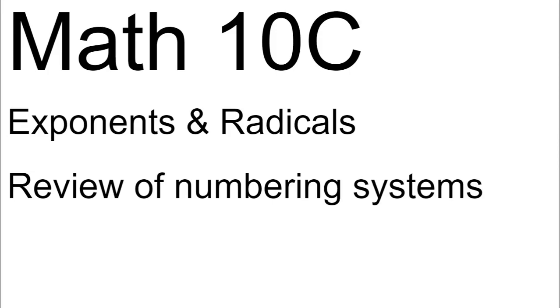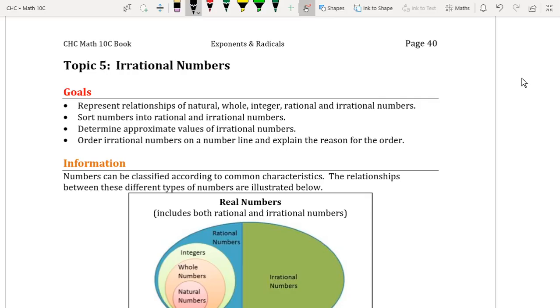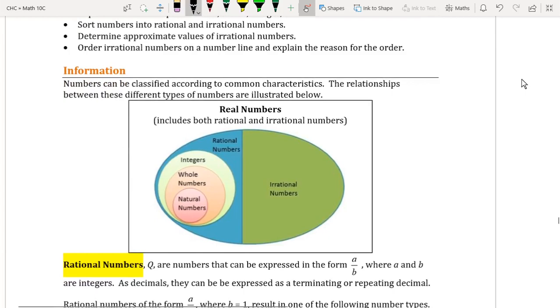This is Math 10C, Exponents and Radicals. And this video is going to be a review of numbering systems. So this is page 40 in your workbook, topic 5. And on this page, we have this classification of numbering systems. So this is a Venn diagram. Now I'm going to be using this, but I'm going to actually draw it out from scratch.